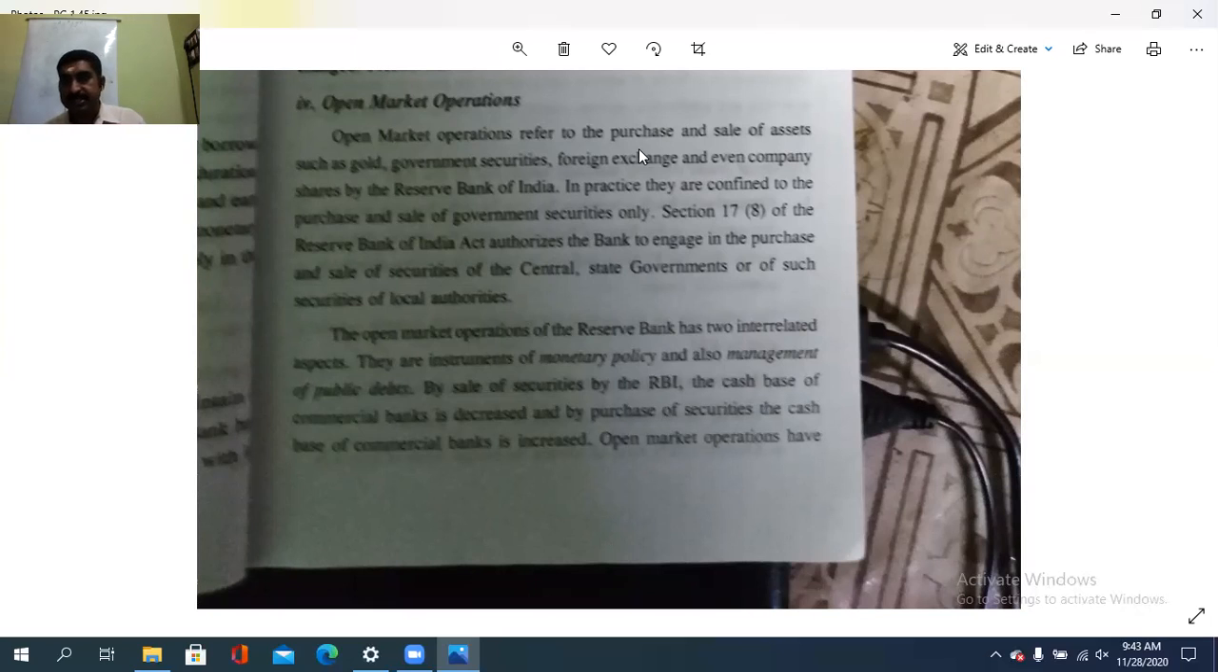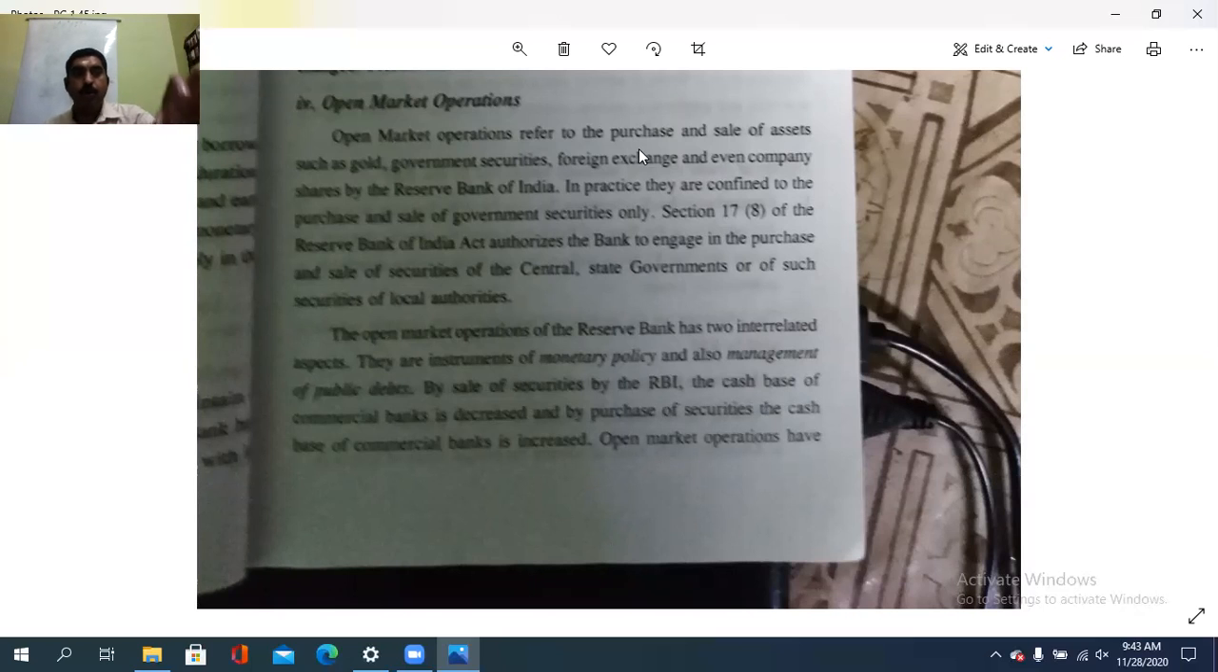പർച്ചേസ് ആൻഡ് സെയിൽ ഓഫ് ദ അസറ്റ്സ് ലൈക്ക് gold, government security, foreign exchange, and even the company shares. കമ്പനിയുടെ ഷെയർ തന്നെയാകാം. നീഡ് ടു ബി ഓൺഡ് ബൈ whom? The Reserve Bank of India. So need to purchase and sale of the assets by Reserve Bank of India എന്നുള്ളതാണ് പറഞ്ഞിരിക്കുന്നത്. That is the open market operation. So keep it in mind.